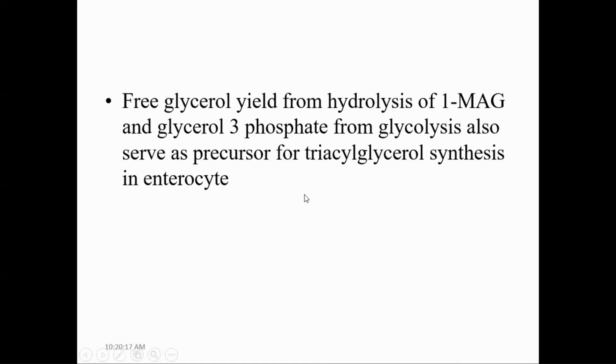So apart from this, free glycerol from the hydrolysis of 1-monoacylglycerol and glycerol 3-phosphate from glycolysis also serve as precursors for triacylglycerol synthesis. However, the free glycerol released during complete hydrolysis in the intestinal lumen is not utilized by the enterocyte for the synthesis of triacylglycerol. This glycerol is directly transported to the portal circulation. So it is not available for resynthesis of triacylglycerol in the epithelial cell of the intestine.